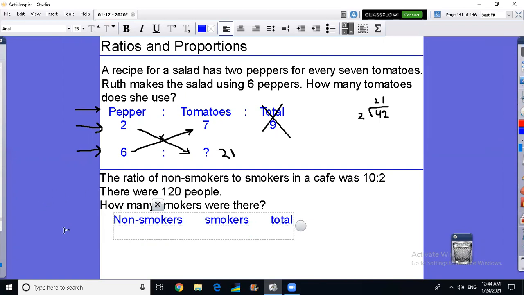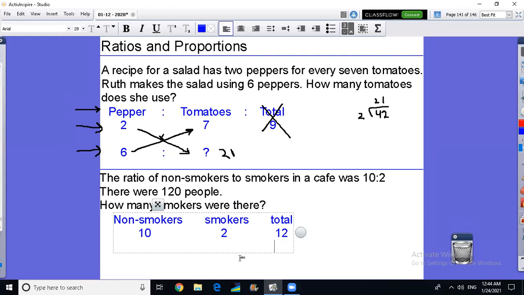So the facts line here: the ratio of non-smokers to smokers in a cafe was 10 to 2. They said non-smokers first, so non-smokers 10, smokers 2. So the total is what? Total is 12. They say here there were 120 people. Non-smokers or smokers? They didn't specify, so it's just the total of 120 people in all.